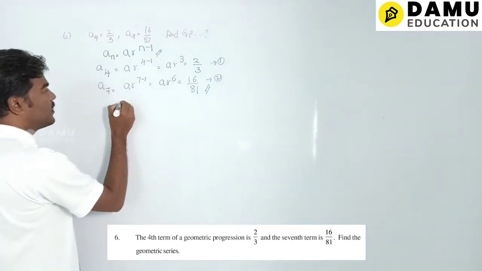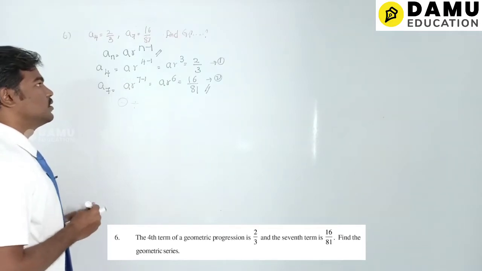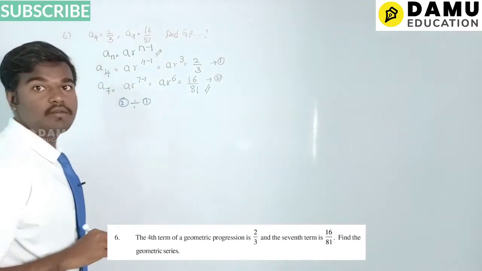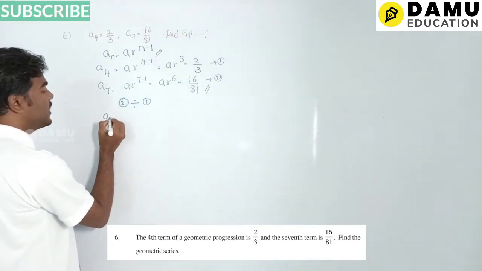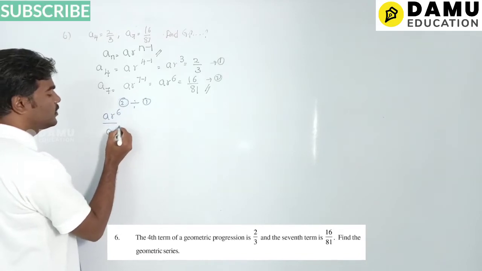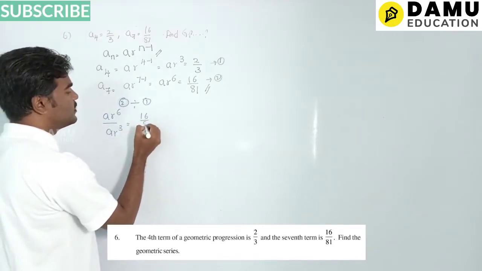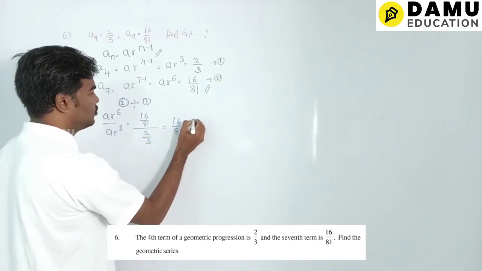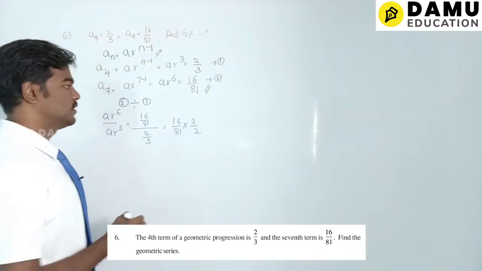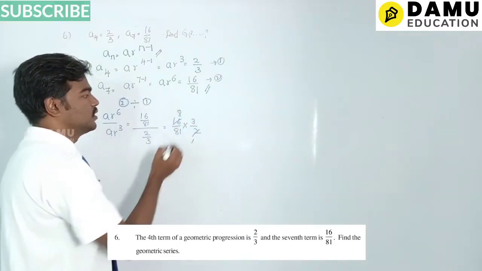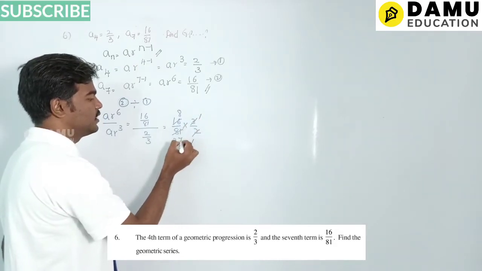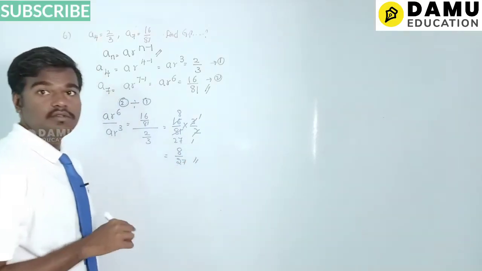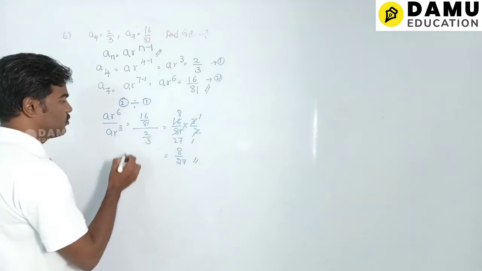So let's take equation 2 by equation 1. The left side is a r power 6 by a r cube, which will be equal to 16 by 81 divided by 2 by 3. So that is 16 by 81 into 3 by 2. Then 2 ones are 2, 2 eights are 16, 3 ones are 3, 3 twos are 6, 3 sevens are 21. So what answer are we getting? 8 by 27. Can you cancel? Let's find it here.